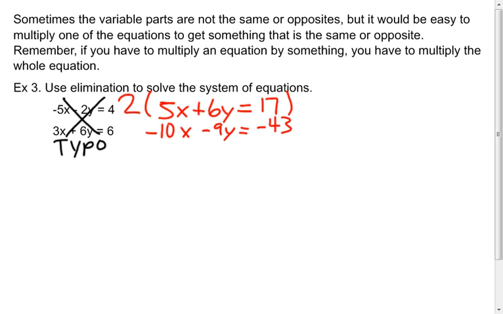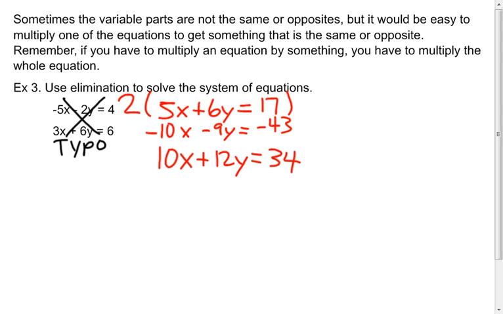If I multiply that top equation by 2, I'm going to get this new equation down here at the bottom. So 2 times 5 is 10x. 2 times 6 is 12y. And 2 times 17 is 34. So now I have this new equation.